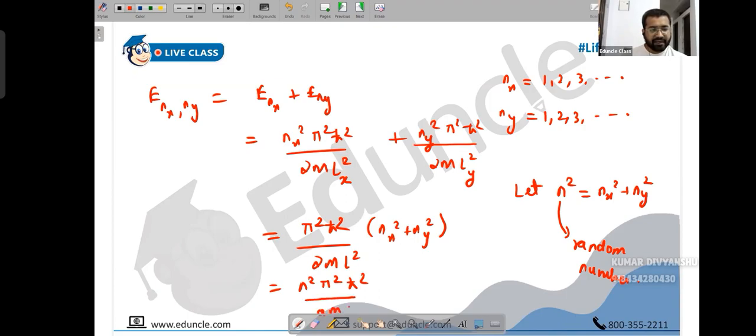n square pi square h bar square upon 2 m l square. So energy of 2D and energy of 1D look the same, but it's not the same because there n was always an integer. Ground state was 1, first excited state was 2, second excited state was 3. Here it's not that. Here the ground state is when nx and ny both were 1. Let's recall the different states also. However, there's nothing to write. I'm just trying to make you recall everything.